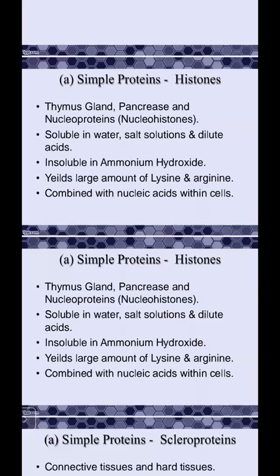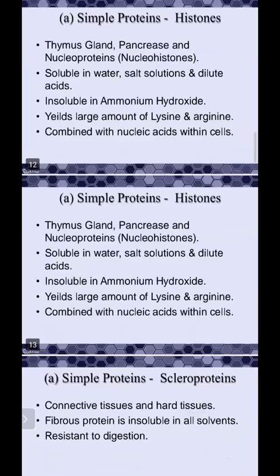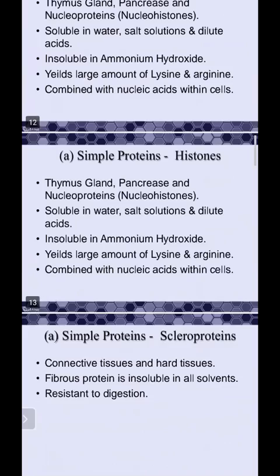So what exactly are histones? Histones are simple proteins. Examples of histones are lysine and arginine. They can combine with nucleic acids within cells, so wherever we have nucleic acids, histones can combine over there. Then thymus gland, pancreas. Okay, we have done this.